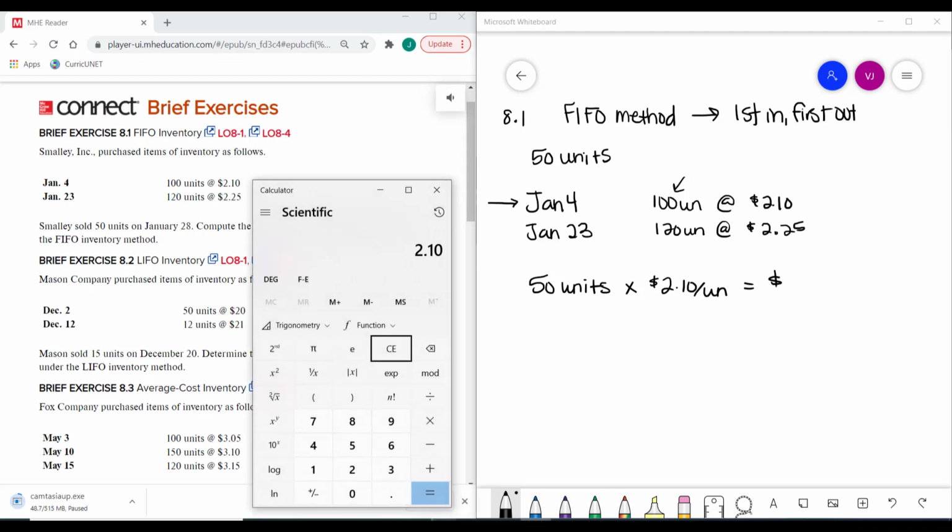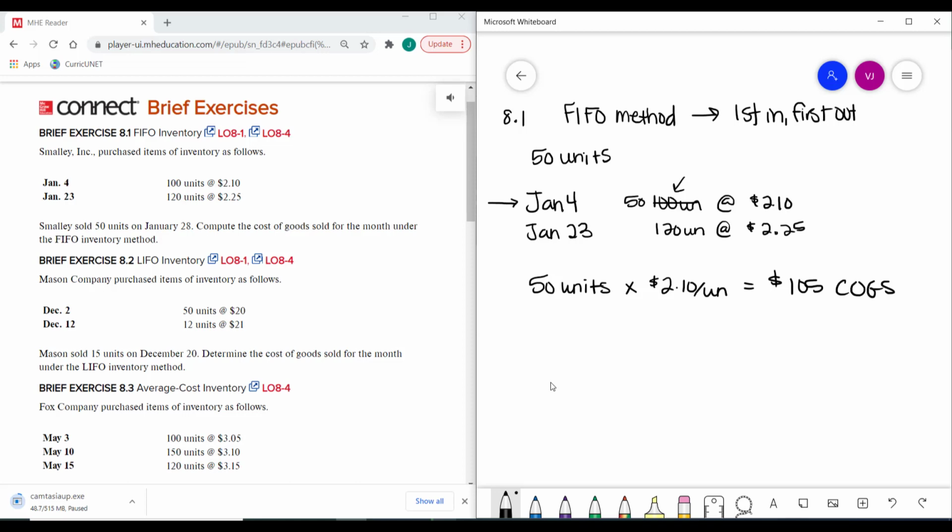So we'll do $2.10 times 50, that's $105 for cost of goods sold. What does that leave us with? That leaves us with 50 units in that cost layer on the books, and that second cost layer is untouched.